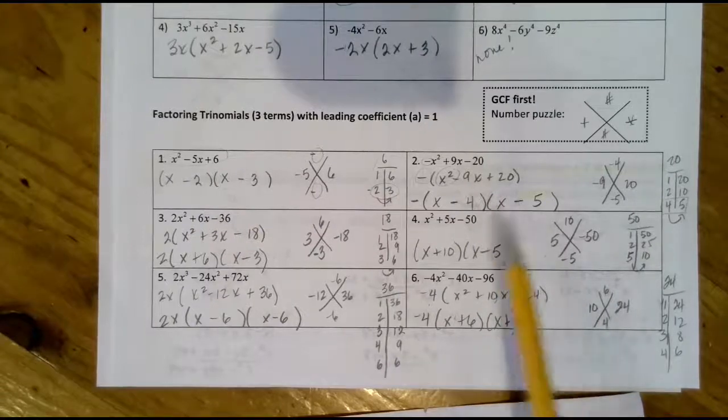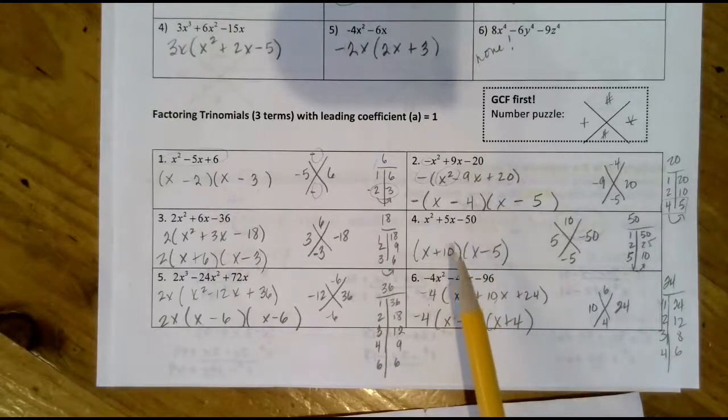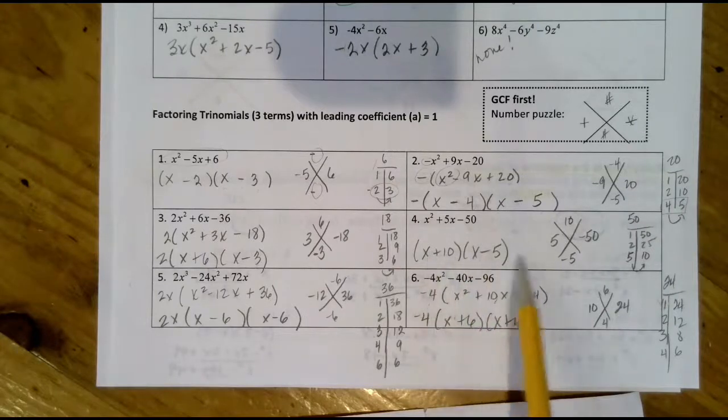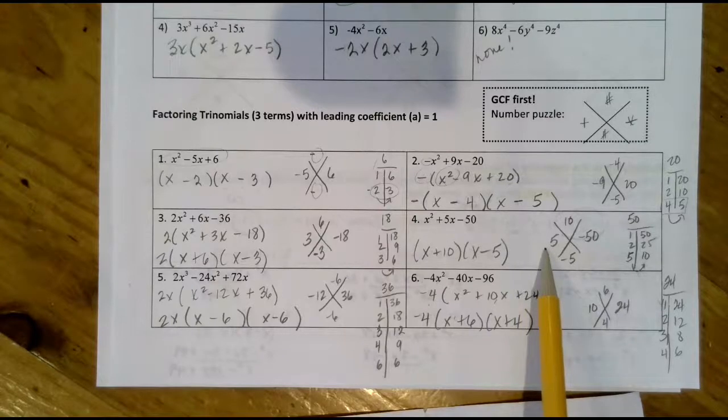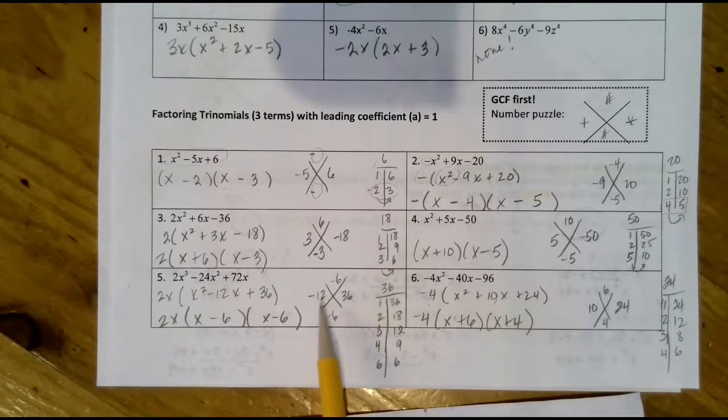So here I needed a positive 5 as a middle term. That's a positive 10 and a negative 5 that gives me that difference of positive 5. Notice here my sum is negative, but my product is positive. That means that these two values have matching signs. A negative times a negative is a positive, and a negative plus a negative is a negative.